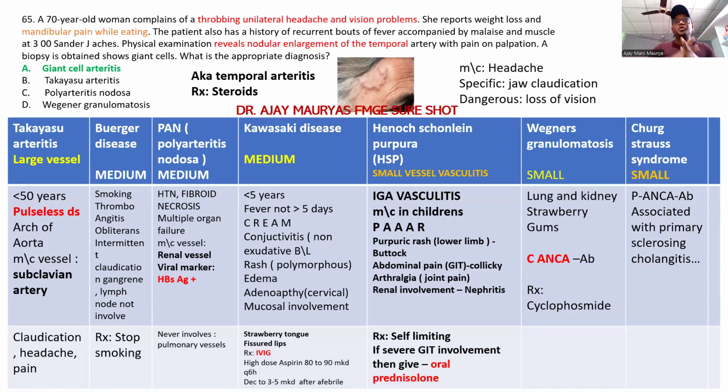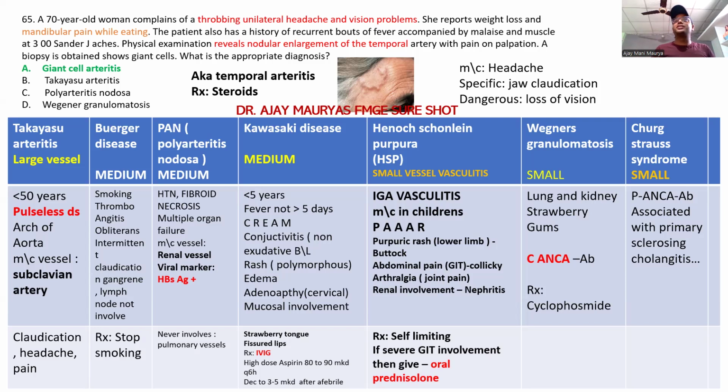Next, coming to the discussion here. A 70-year-old woman complains of unilateral throbbing headache and vision problems. She reports weight loss and mandibular pain while eating. The patient also had a history of recurrent bouts of fever accompanied by malaise and muscle aches. Physical examination reveals nodular enlargement of the temporal artery with pain on palpation. A biopsy is obtained and shows giant cells. What is the appropriate diagnosis?